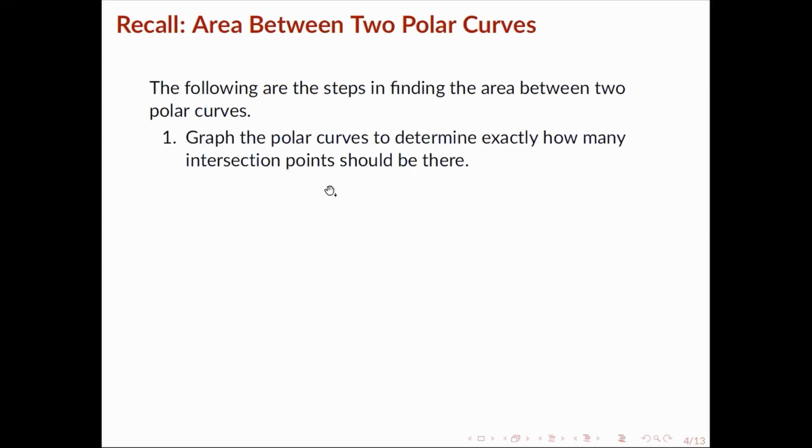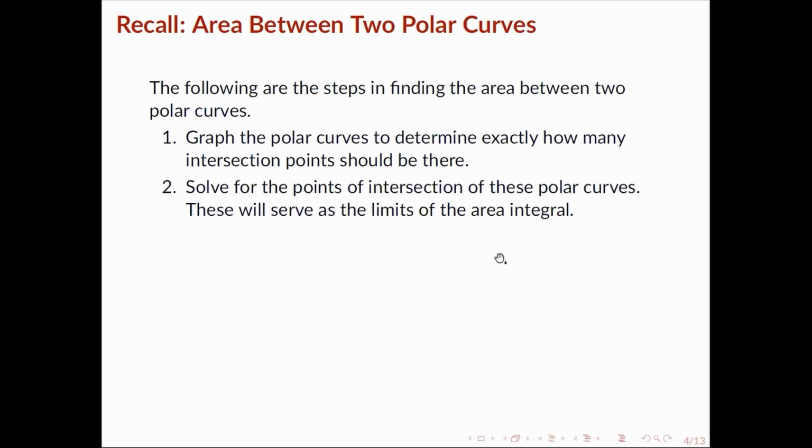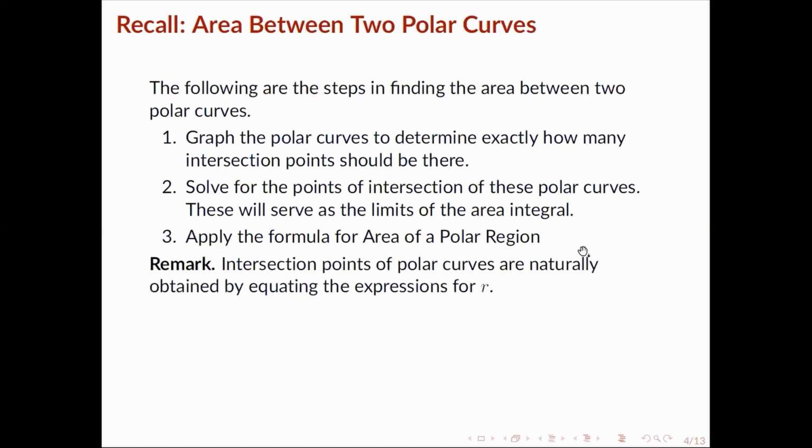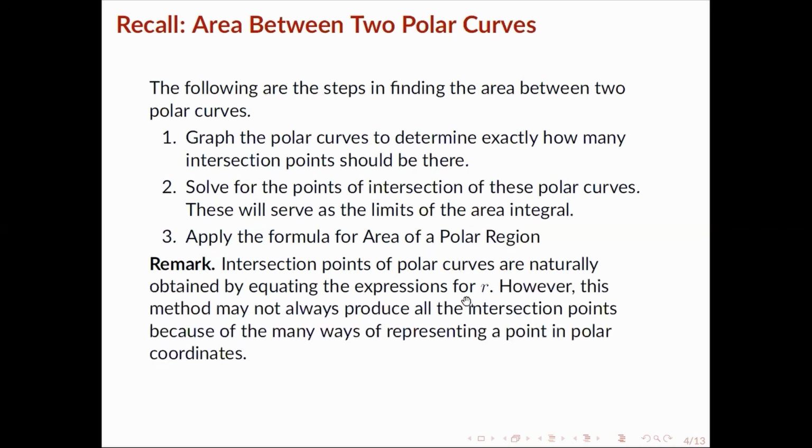First is to graph the polar curves to determine exactly how many intersection points there should be. Second, solve for the points of intersection of these polar curves. This will serve as the limits of the integral. And then third, we just apply the formula for the area of a polar region. So intersection points of polar curves are naturally obtained by equating the expressions for r. This is to simply get the value of theta so that we can get their points of intersection.